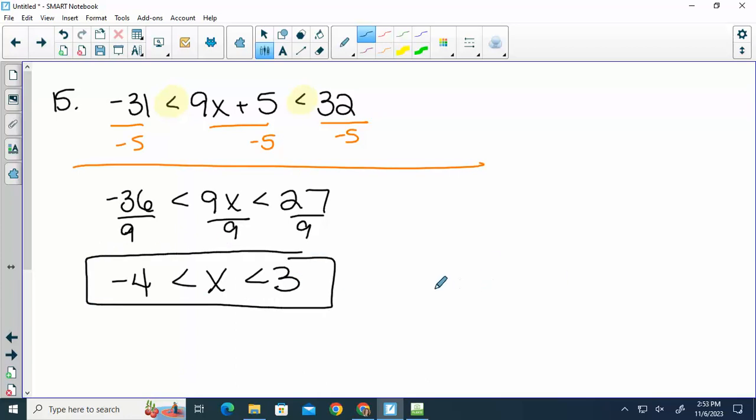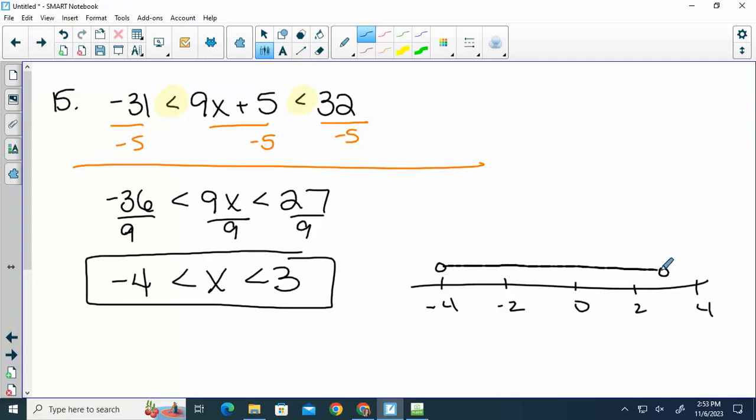Alright, so how do we graph this? Right. When I labeled my number line, I counted by 2's. You didn't have to. So, it starts at negative 4 with an open circle. It's going to end at 3 with an open circle. It's one big one. It's an and. So we're just going in between those 2 numbers.